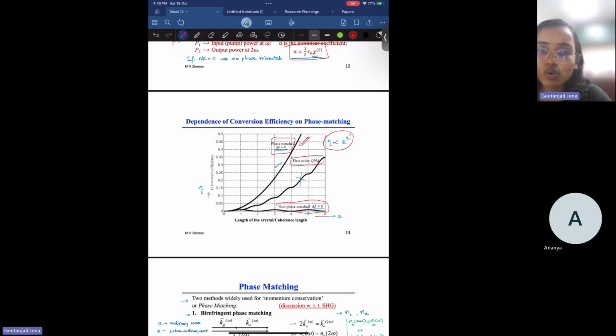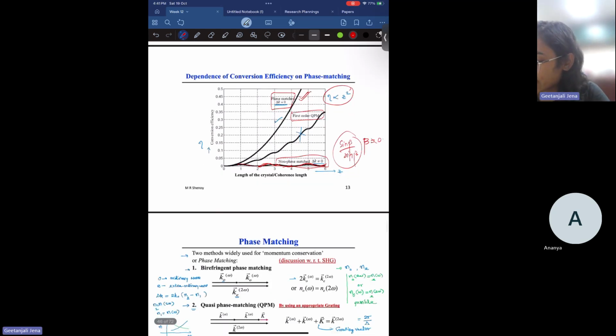But when there is a phase mismatch, that means sine beta by beta, the beta is not equal to 0 here. Because of this sinc function, you will see an oscillating conversion efficiency here. But this conversion efficiency is not high because of the phase mismatch happening inside the crystal.